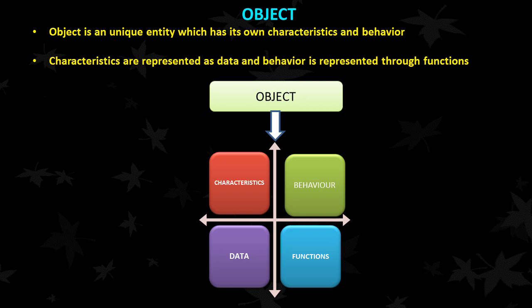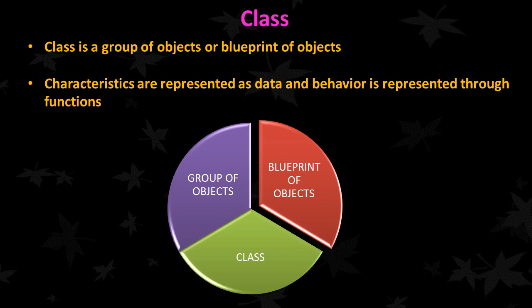Object is a unique entity which has its own characteristics and behavior. Characteristics are represented as data and behavior is represented through functions. Class is a group of objects or blueprint of objects.